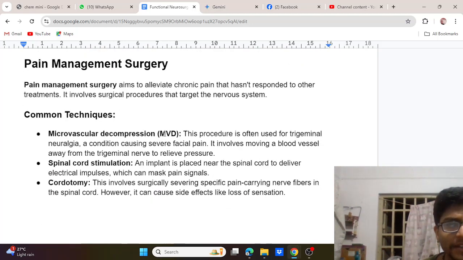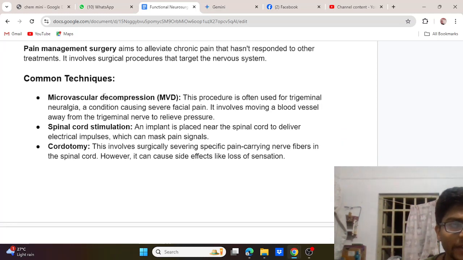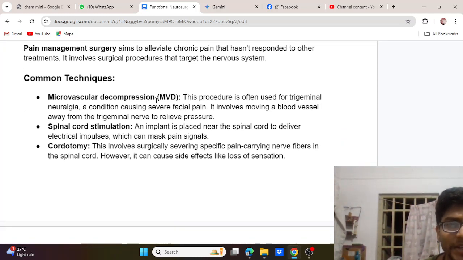Then pain management, surgery for chronic pain which has not responded to other ways of treatment. Here we have the microvascular decompression, which involves moving a blood vessel away from the trigeminal nerve to relieve pressure.